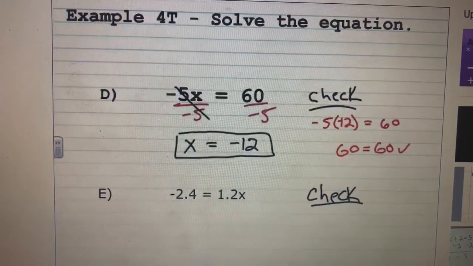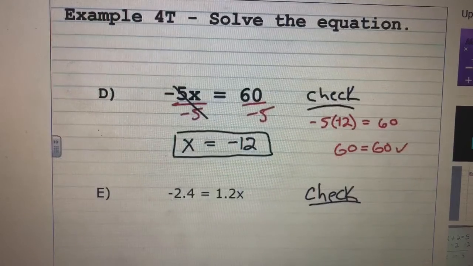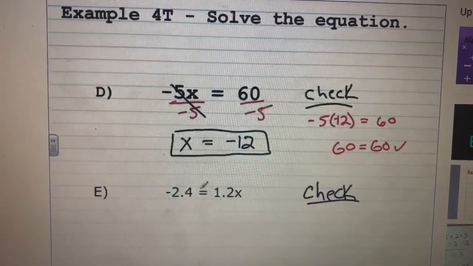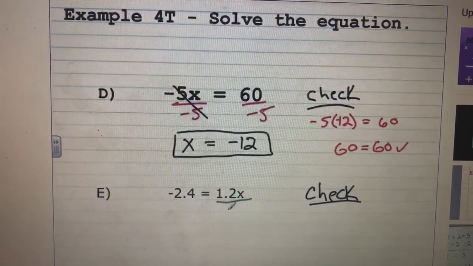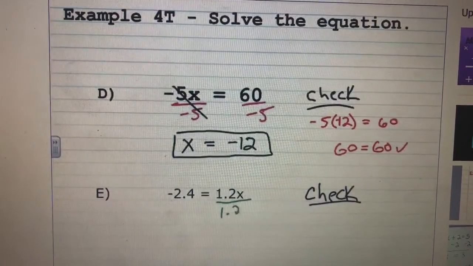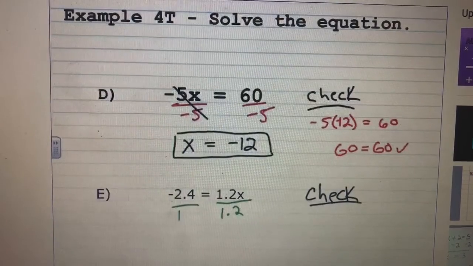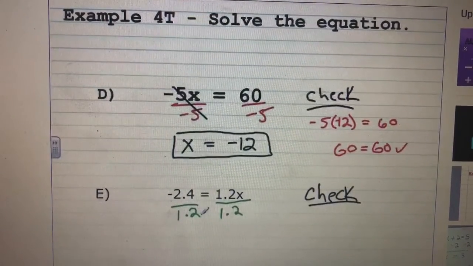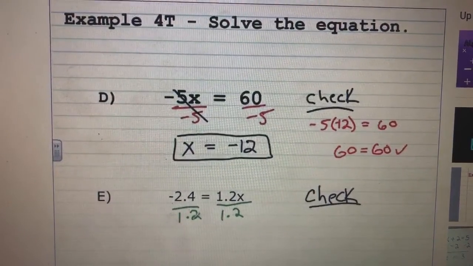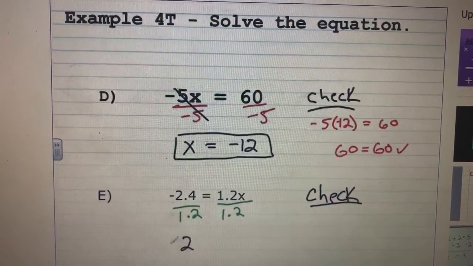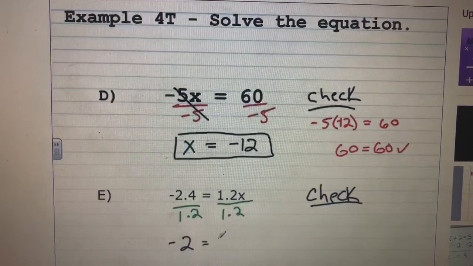And the last example today, -2.4 is equal to 1.2 times x. So we need to divide both sides by x. Or I'm sorry, by 1.2. Doing that division, that gives us -2.4 divided by 1.2, which does give a -2, is equal to x.